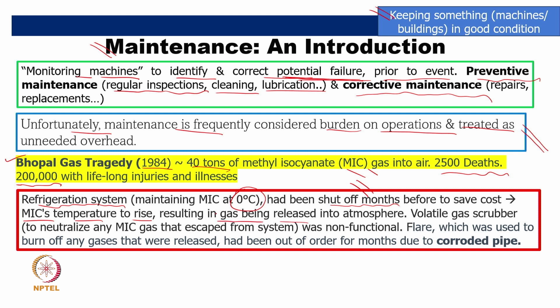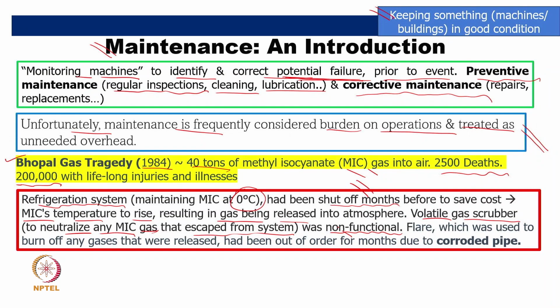And often there is a gas bubble which is trying to leak. We use some sort of scrubber. The volatile gas scrubber was tapped here to neutralize any leakage of MIC before escaping to the system, but it became non-functional. That was also known to them. So one is that there was no refrigeration system, or maybe it was not in operation, it was not on. Then coming to the gas scrubber, it was also not functional.